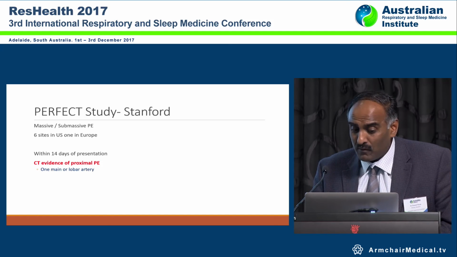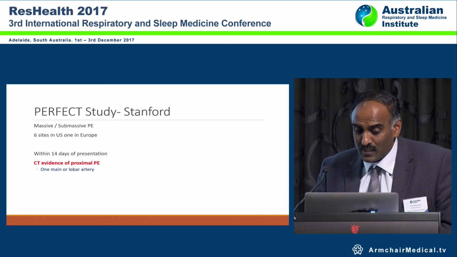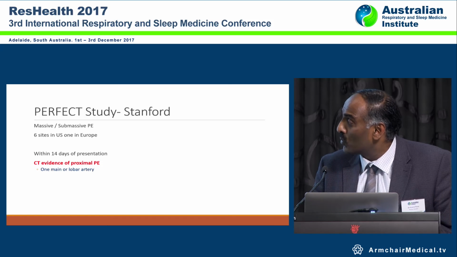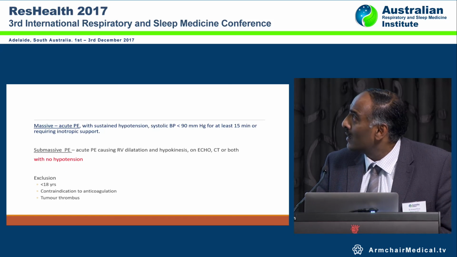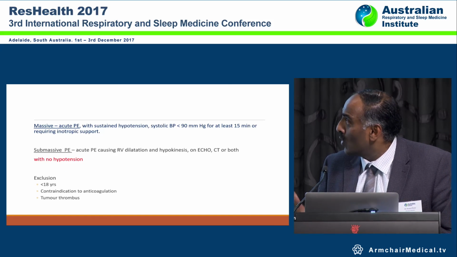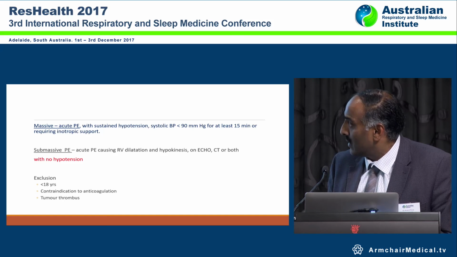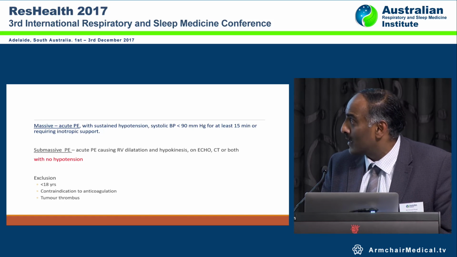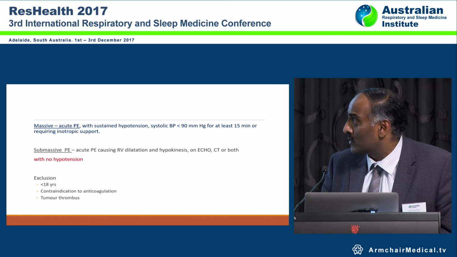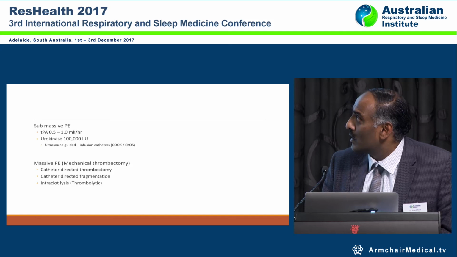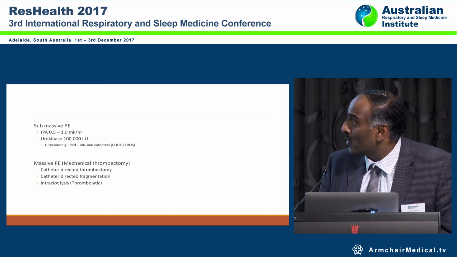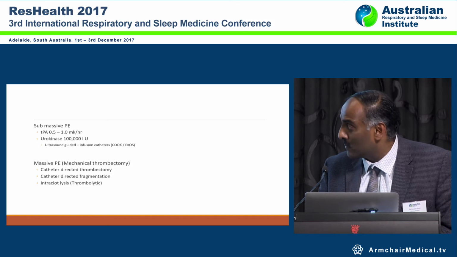The PERFECT study, within 14 days of presentation with CT evidence of proximal PE, with 1 main or lobar artery. So with no hypotension, some needed inotropic support. They excluded patients who couldn't be given anticoagulants and those with malignancy. So this was the protocol they followed, TPA, 0.5, and it was a slow push, and mechanical thrombectomy as well.